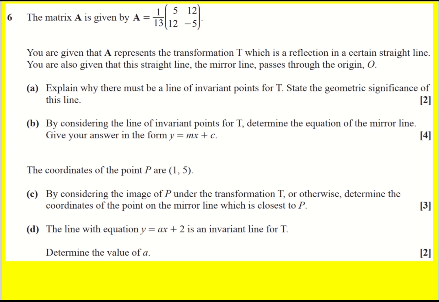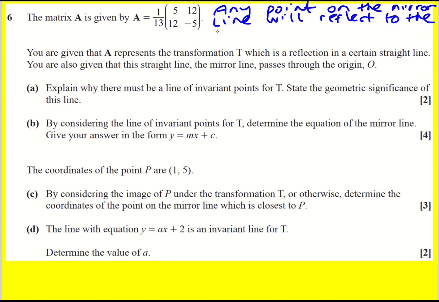And the first thing I thought about when doing this question is, let's say reflecting a shape like this, then of course, they don't stay in the same place. But if you ever have a point on the mirror line, then it is going to. And that's what this question is really all about. So I said any point on the mirror line will reflect to the same position. And hence will be invariant.